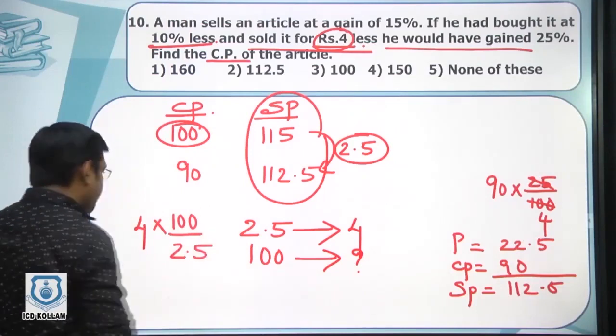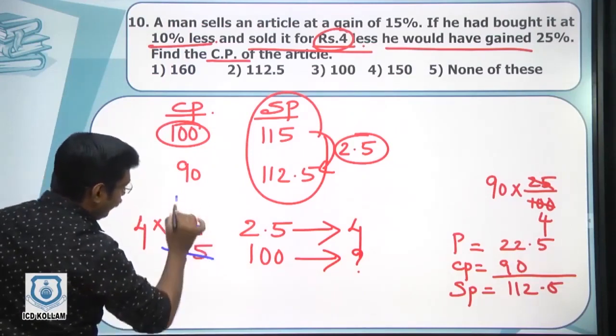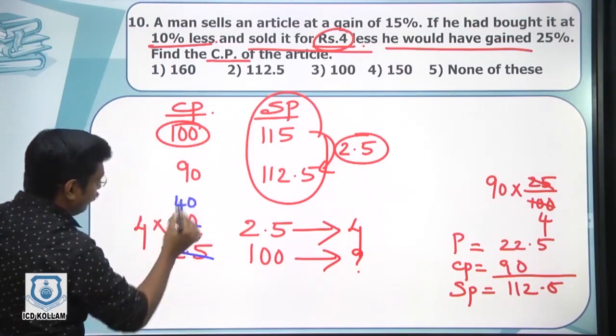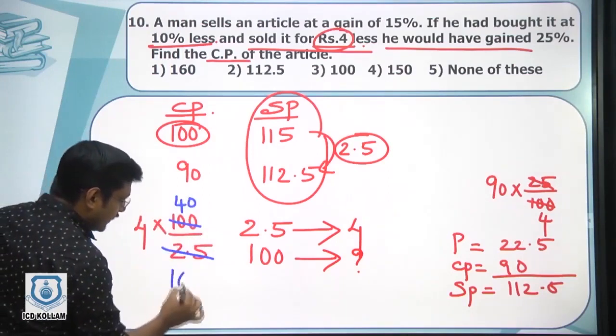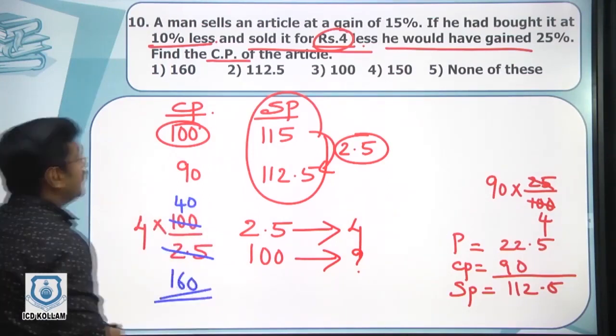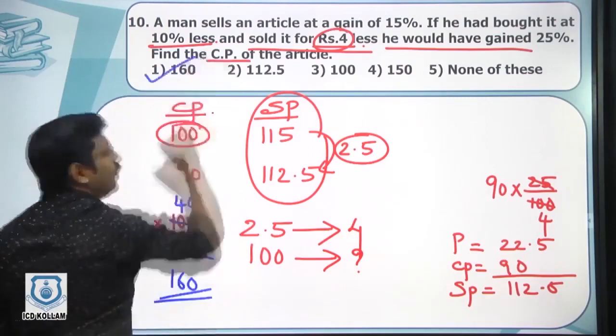I am solving this. Yes, 2.5, it is 40 times. So 40 into 4, 4 into 4, it is 160. So for this question, the answer is, the cost price is option number 1, 160.